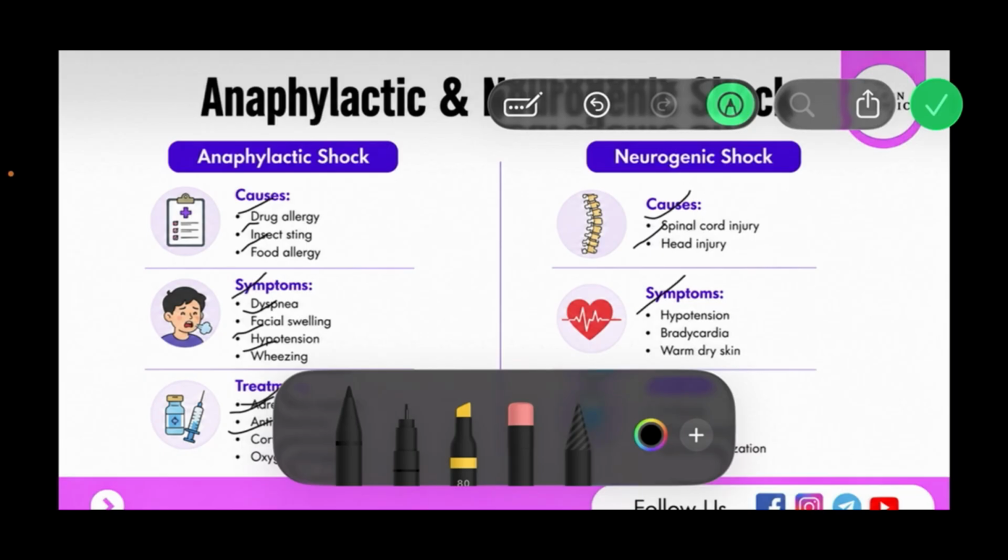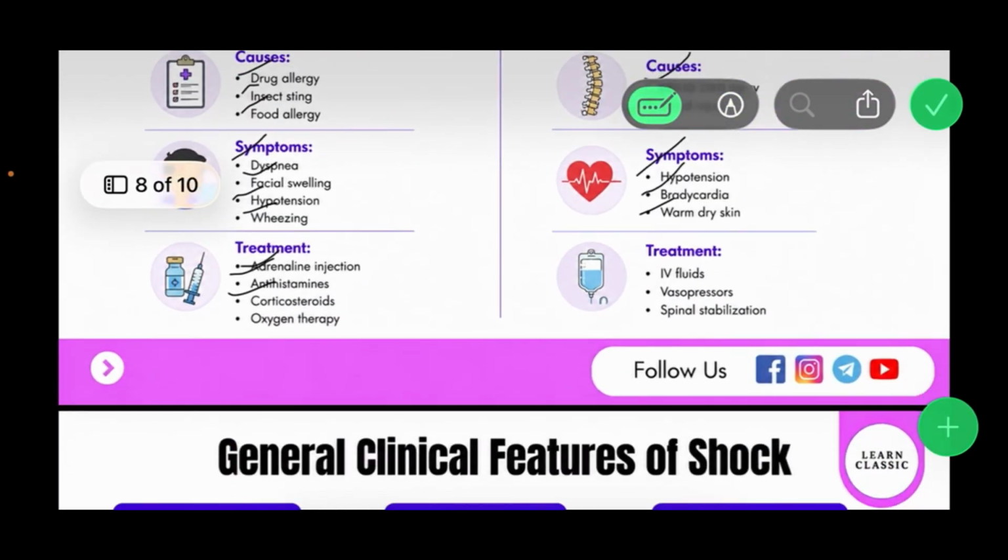Symptoms are hypotension, bradycardia and warm dry skin. So these are the symptoms of neurogenic shock. Now coming to the treatment: IV fluid, vasopressors as discussed, and then spinal stabilization. Okay.